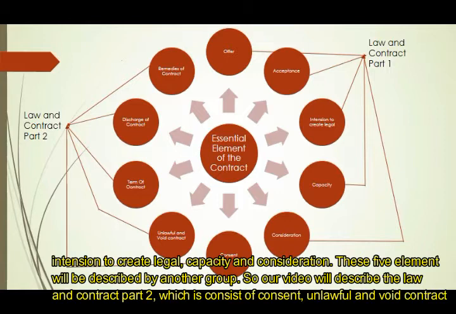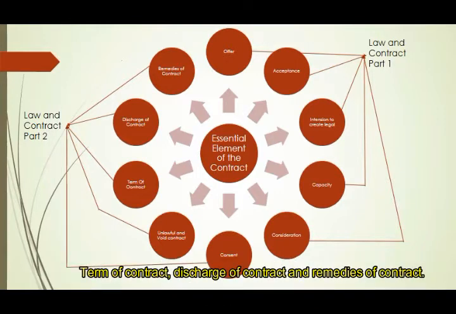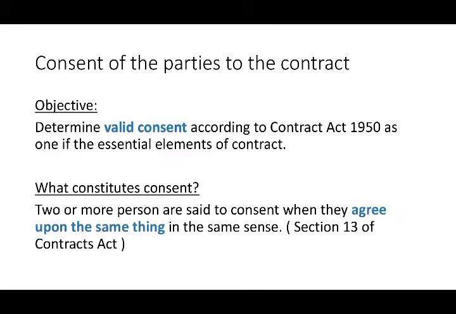So our video will describe the law and contract part 2, which consists of consent, unlawful and void contracts, terms of contract, discharge of contract, and remedies of contract. The objective is to determine valid consent according to the Contract Act 1950 as one of the essential elements of contract.